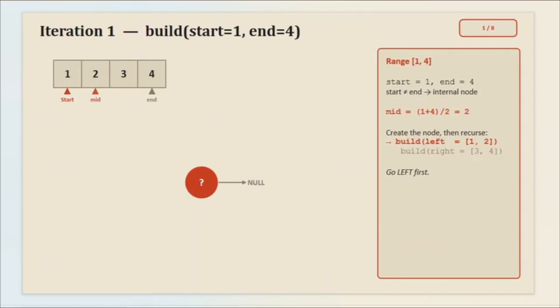We start with the entire range 1 to 4. Since start and end are not equal, this is not a leaf node. We calculate the midpoint, which is 2, and split the range into left 1 to 2, right 3 to 4. The function always processes the left side first.